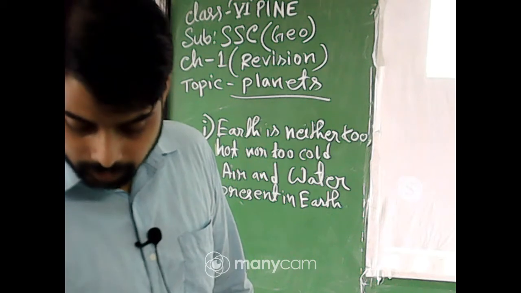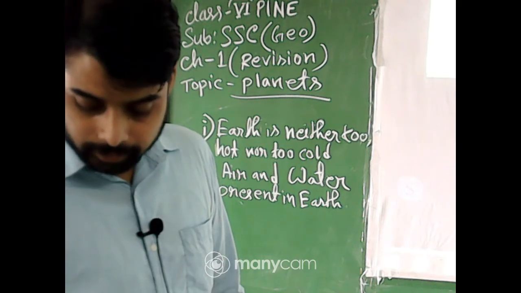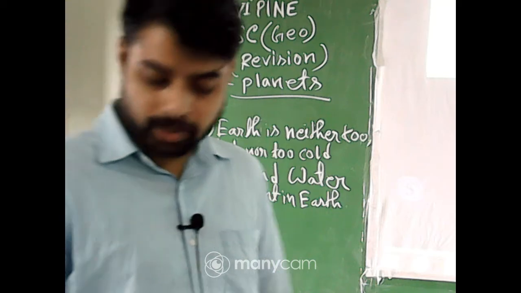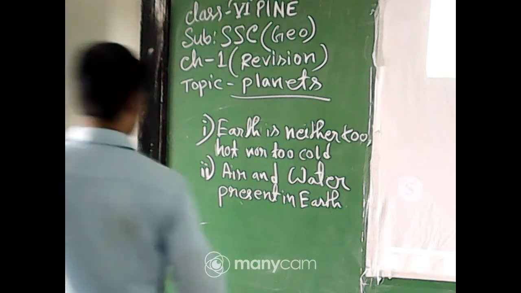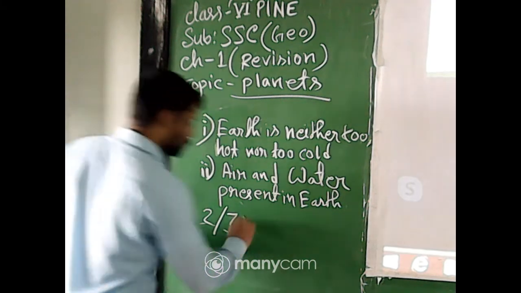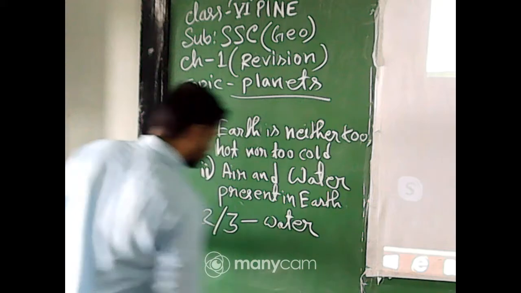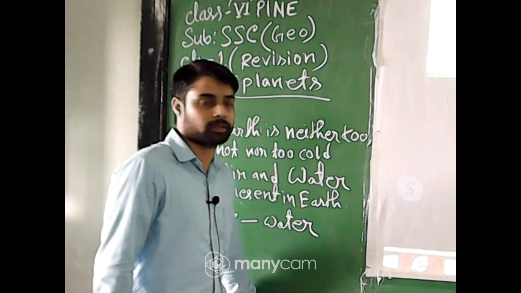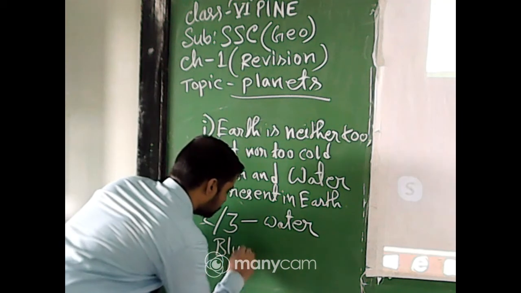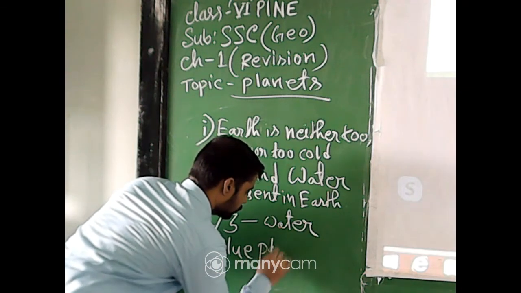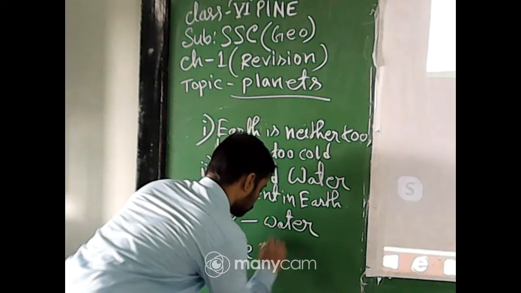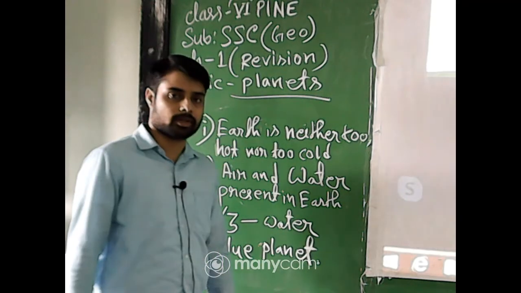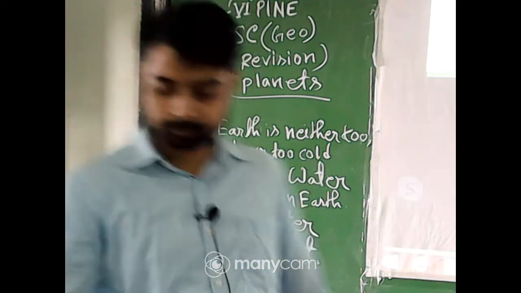Now, these are the reasons. From outer space, the Earth appears blue because two-thirds of it is filled with water. So from outer space it looks like a blue planet, and that is why it is also called the blue planet. That is why astronauts gave the name blue planet to Earth.